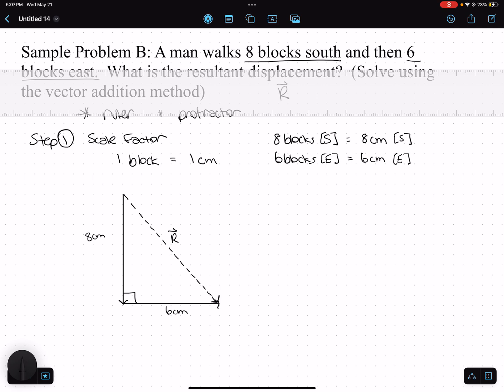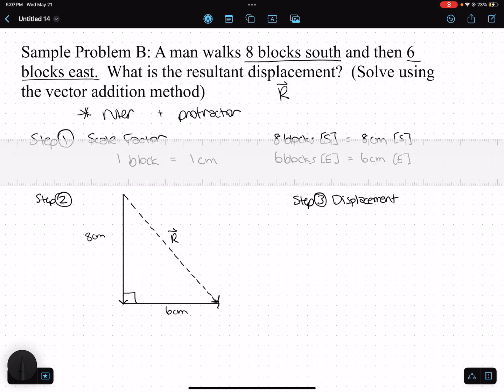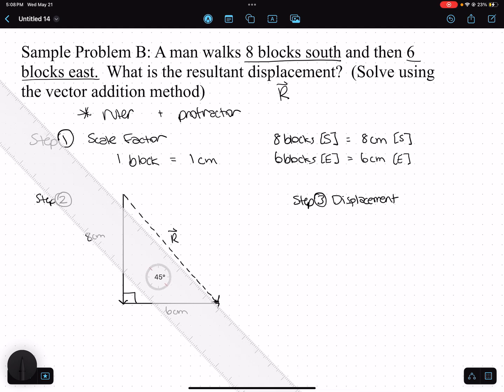Okay, so this was our step 2, drawing a very accurate triangle with proper labels and proper arrows. Now what we're going to do is measure the displacement. That is step 3, displacement. To do our displacement, we are essentially just looking at that resultant vector and measuring it. Take your ruler and it's as simple as measuring how long that line is.